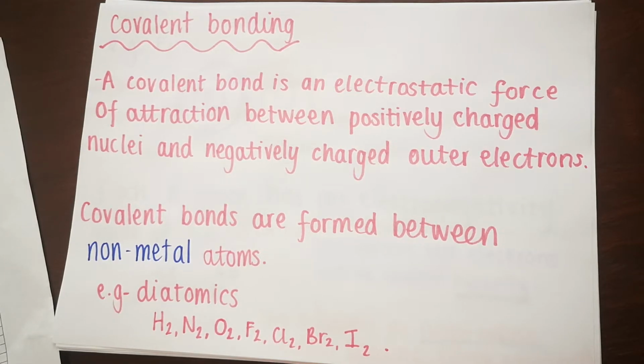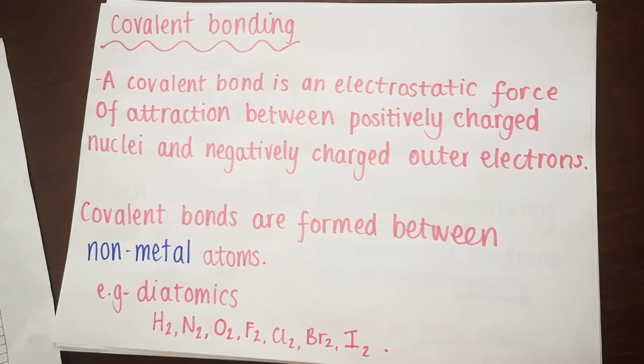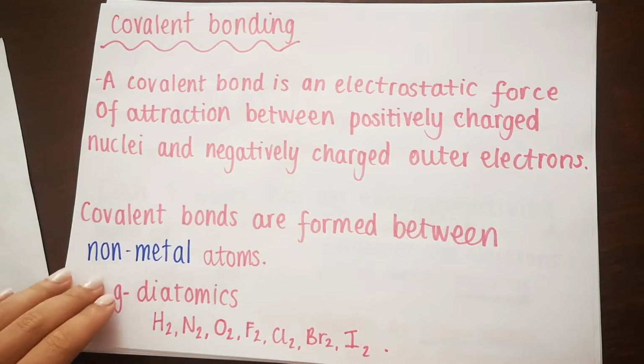Examples of this are your diatomics. There's 7 diatomics you need to know, and it's hydrogen, nitrogen, oxygen, fluorine, chlorine, bromine, and iodine. There's different ways of remembering it. The one I like to use is H nothing down.